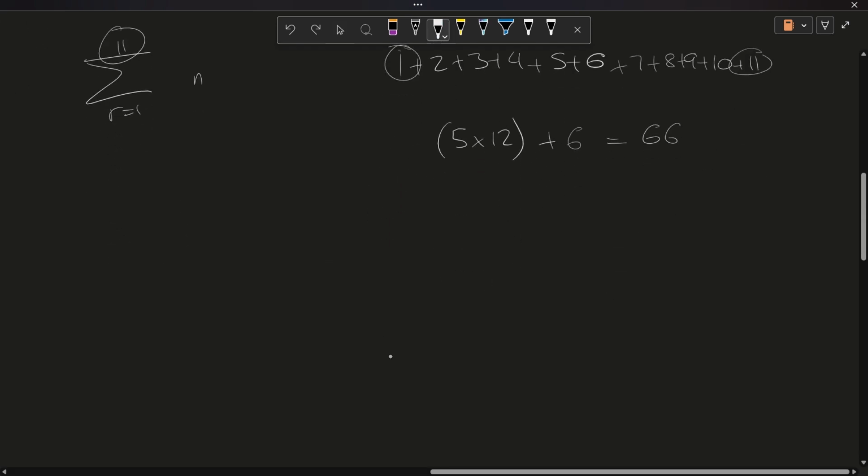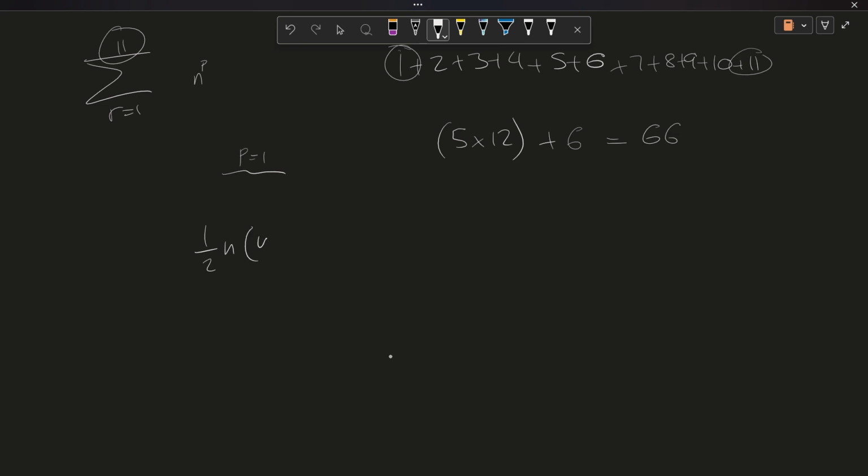Next, the formula for anything linear, such that, let's say this was to the exponent p, such that p equals 1. The formula for this would be 1 over 2 times n times (n plus 1). 1 over 2 n (n plus 1). You just substitute in 11, which was your n, and you get the sum.